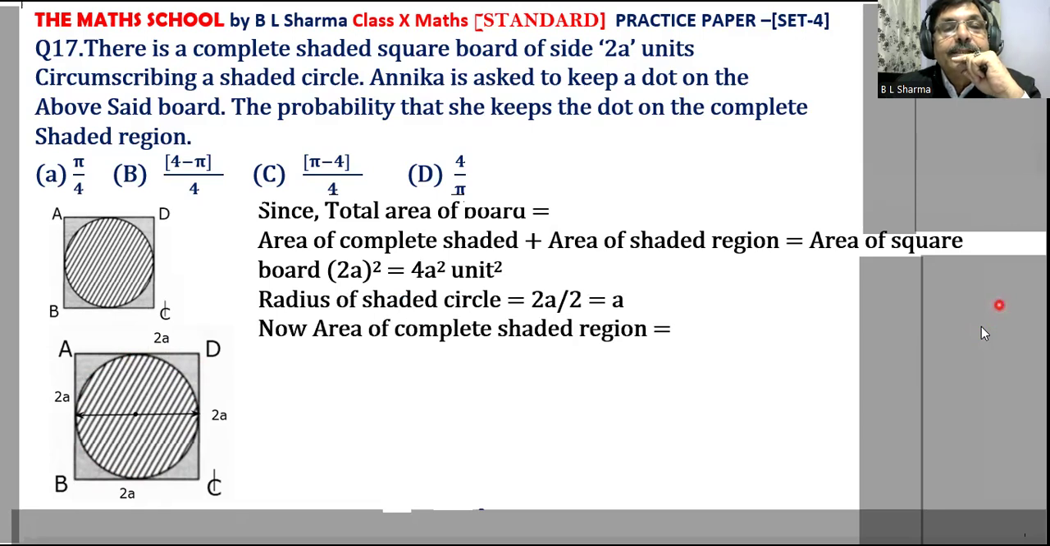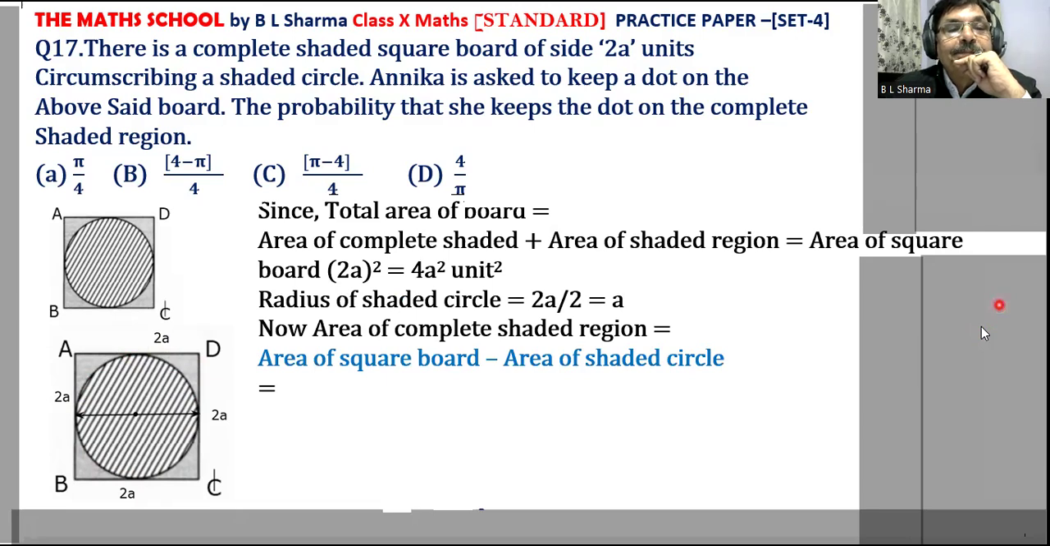First we get the radius. Area of the complete square board minus area of circle, that is 4A square minus pi A square. Because area of circle is pi into radius square, and here radius is A, that is why A square common, 4 minus pi. Which region is required? See here, that is this one.